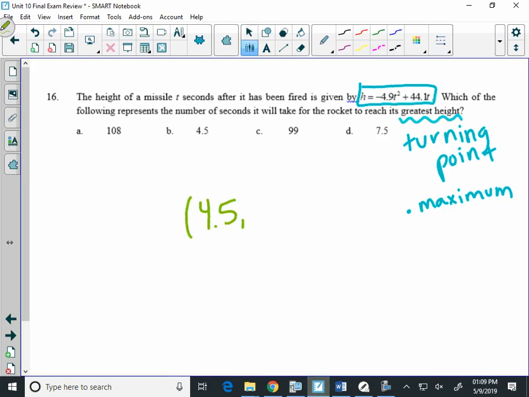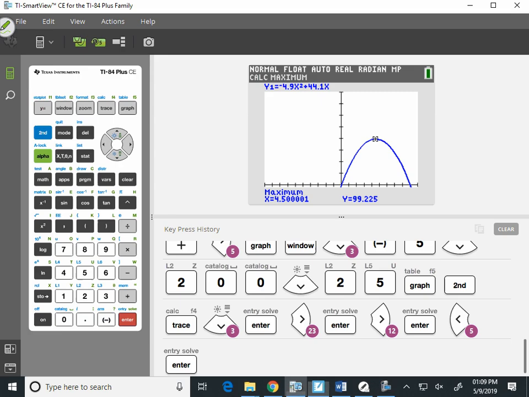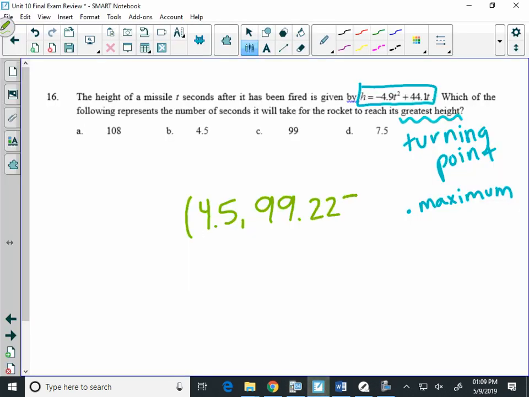4.5 and 99.225. So there's my maximum. Here's the thing. You only want to know one of those values for my maximum. Okay? So look at what it's asking. It says, which of the following represents the number of seconds it will take for the rocket to reach its maximum height? So when it's asking for number of seconds, it's talking about time.